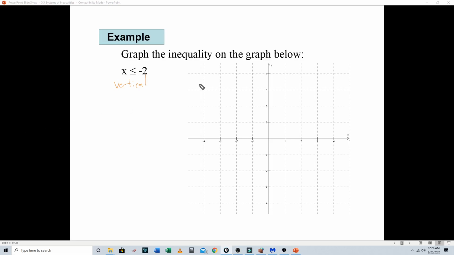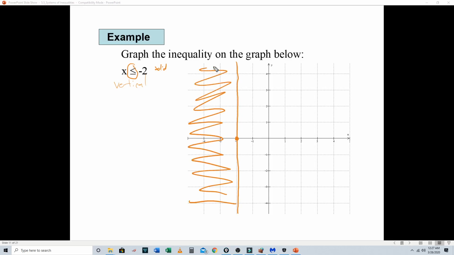So through -2. That means I'm going to put a dot here, and solid. Okay, and it is a solid line all the way through -2. Now it says less than. So where is x less than -2? Well, on the left side. There you go. So there's the shaded inside.